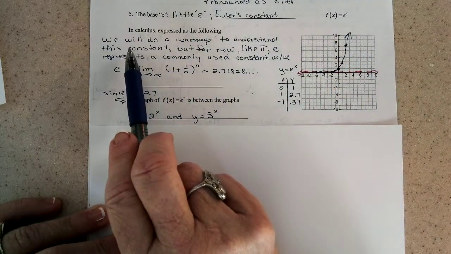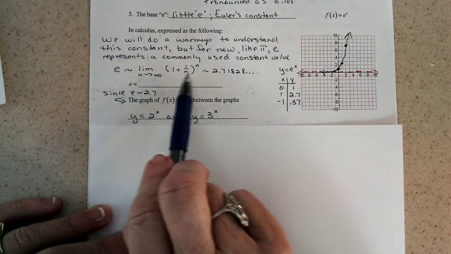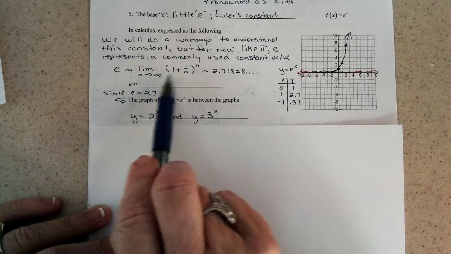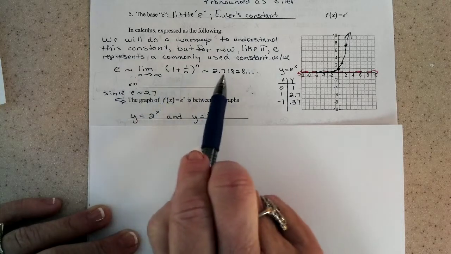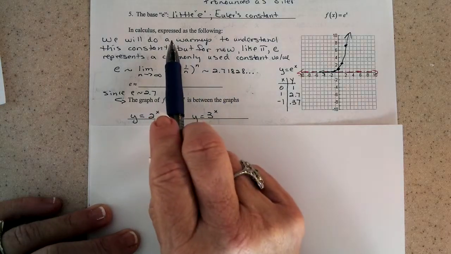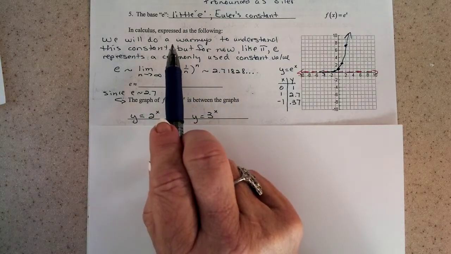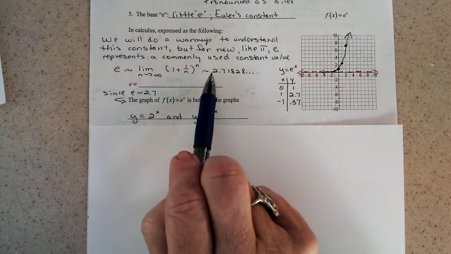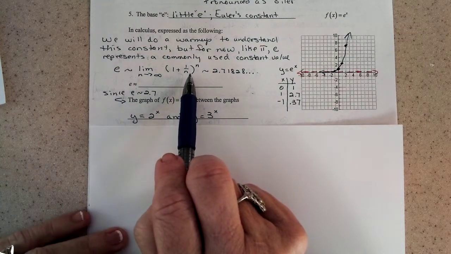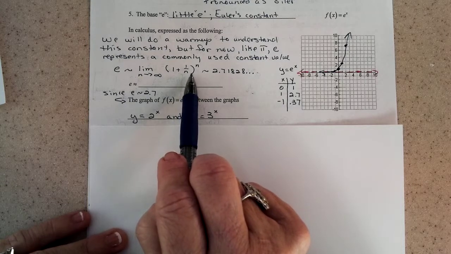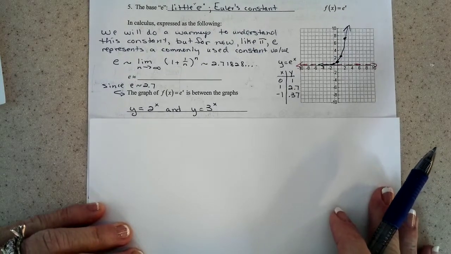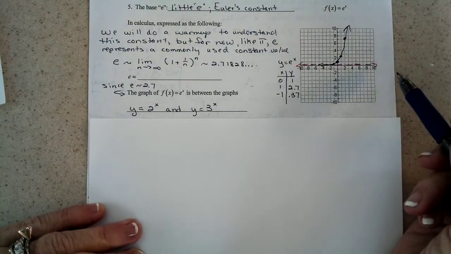And in calculus, we can express this: e is approximately the limit of this function as n gets bigger and bigger and bigger. It's approximately 2.7, etc. In class, we'll have a warm-up where you'll be able to understand exactly what this means. Right now, it doesn't mean a whole lot, any more than if you just knew that pi was equal to 3.14, it wouldn't mean anything. But it is a relationship of some values that are very important. And so we'll talk about that when you get back to class.